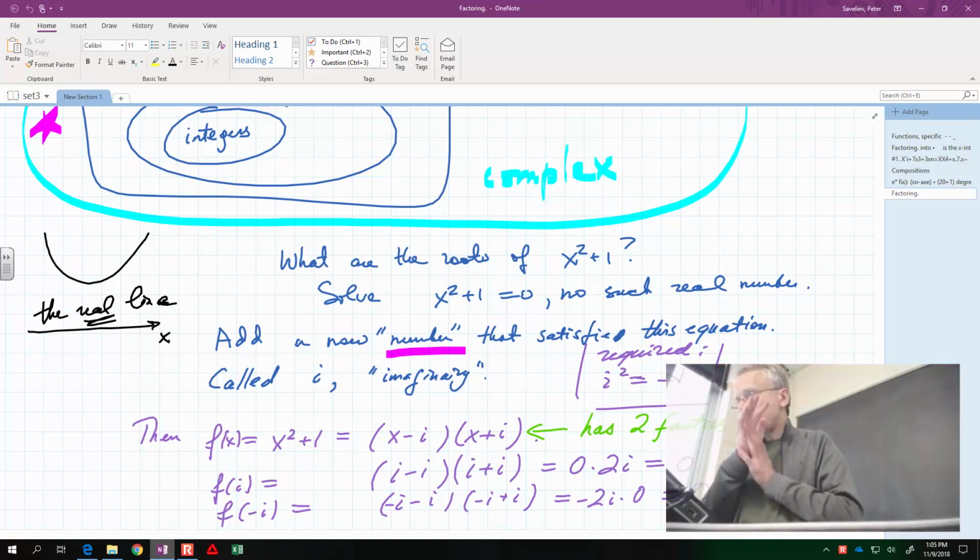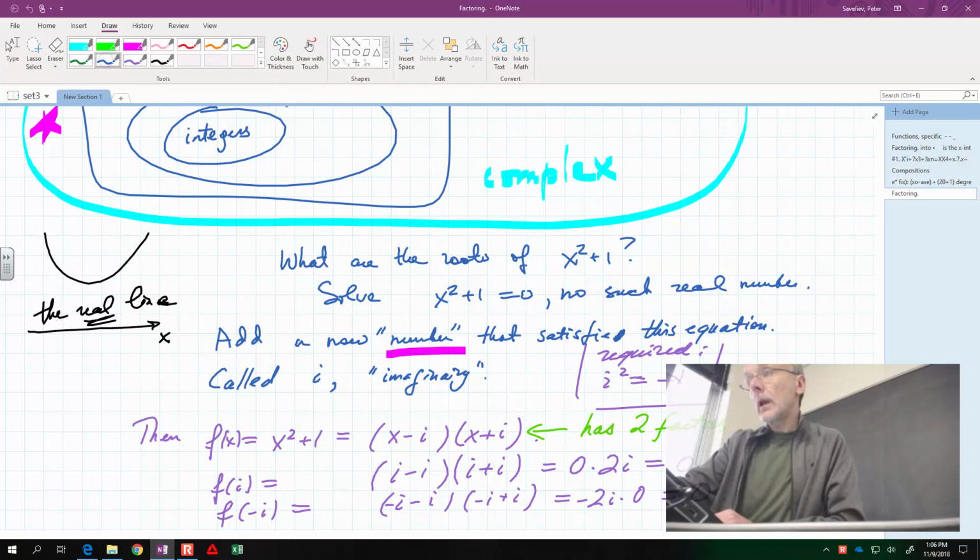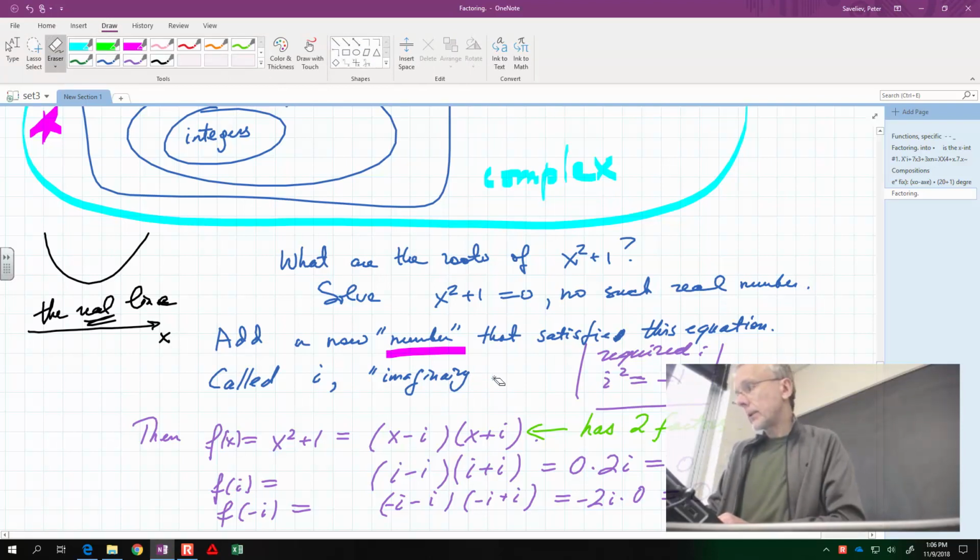So we're going to have a very short overview of complex numbers. Starting with the imaginary number, the technical term is the imaginary unit. The starting point of this business of complex numbers is the imaginary unit. So that's what i stands for: imaginary.